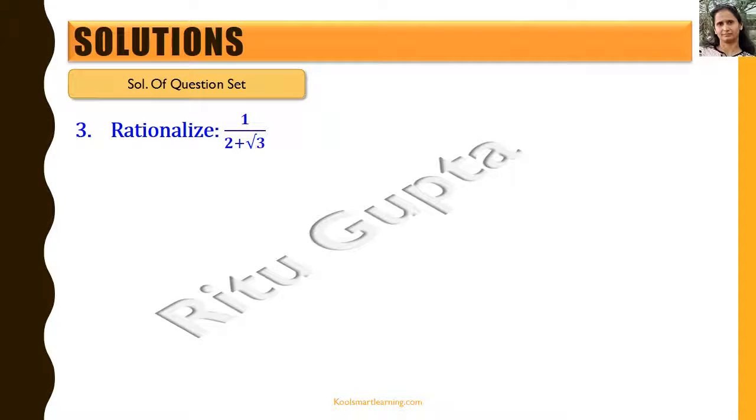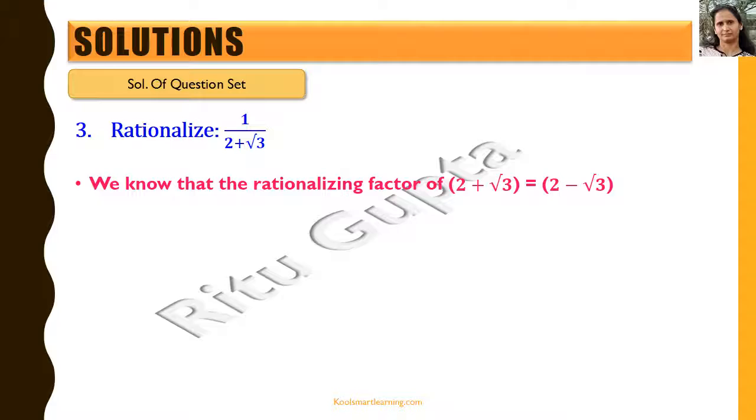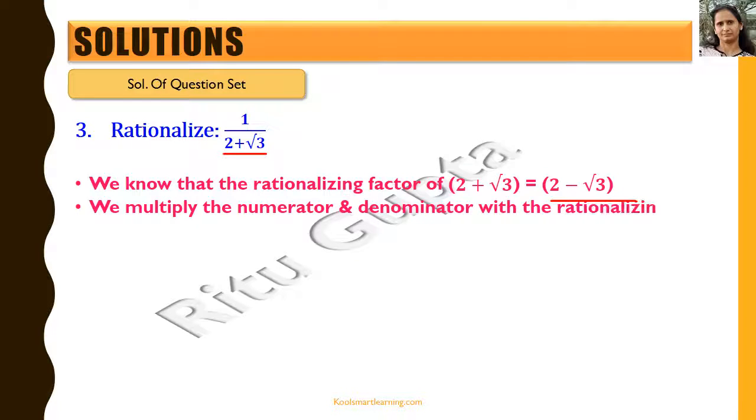Let's now move on to the third question. We need to rationalize 1 by 2 plus root 3. So we know that the rationalizing factor of 2 plus root 3 is 2 minus root 3. Now we multiply the numerator and denominator with the rationalizing factor. Again, it is important to note here that we need to multiply it with both the numerator and the denominator because we want to keep the value of the expression same.